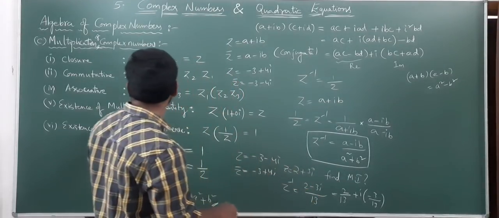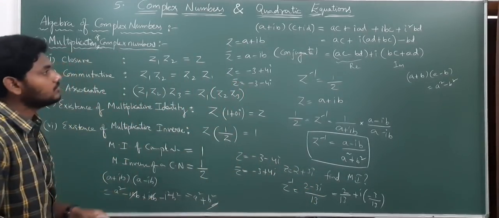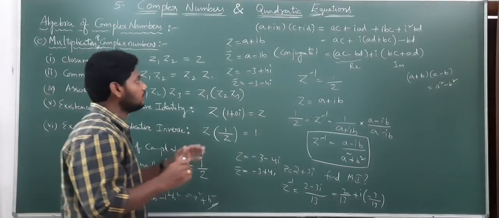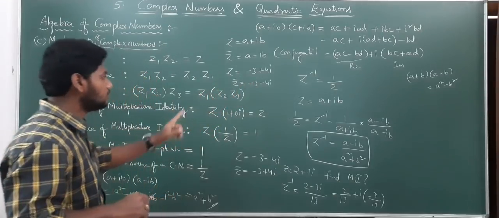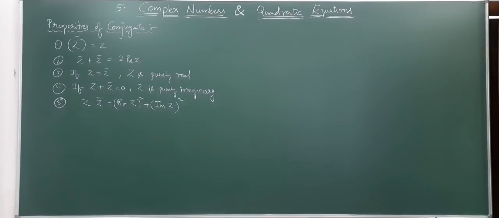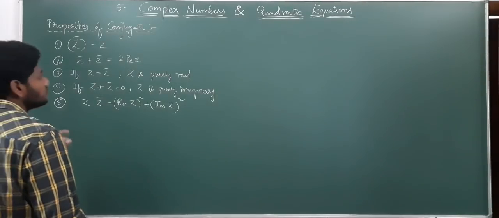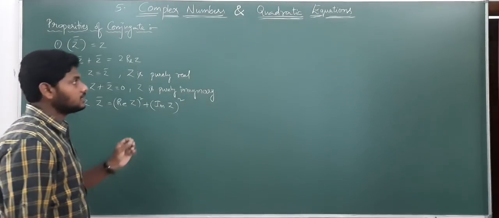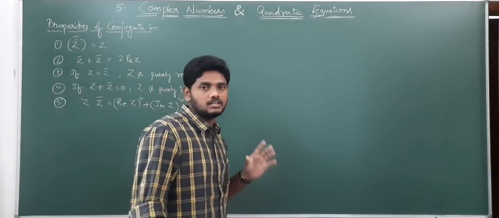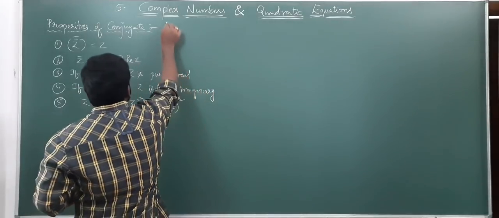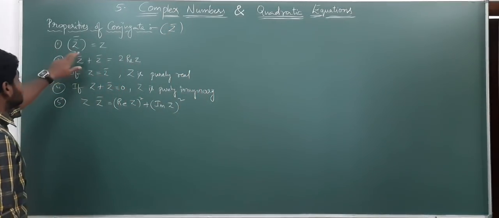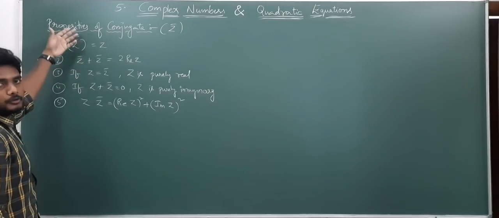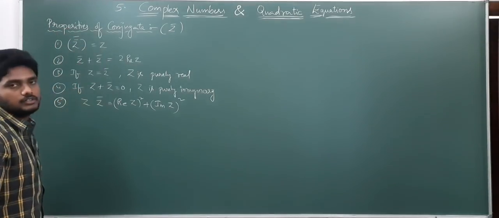So these are the properties about multiplication of complex numbers. Now we will discuss the properties of conjugate numbers. Pause the video to note it down. These are the properties of conjugates. Conjugate is nothing but, if z is equal to a plus ib, that conjugate we will represent with z bar. In the first property, z bar whole bar is equal to z only.